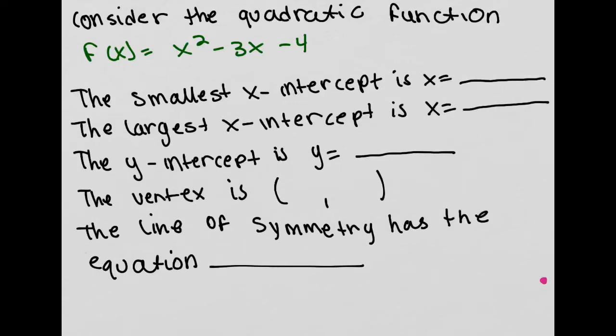x squared minus 3x minus 4. And it wants us to find the smallest x-intercept, the largest x-intercept, the Y-intercept, the vertex, and the line of symmetry. Now, let's go ahead and start by finding the x-intercepts.